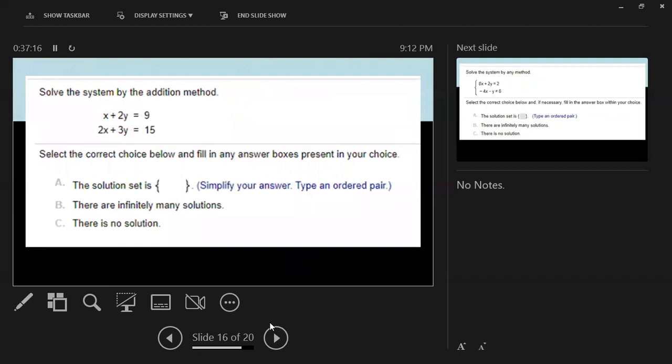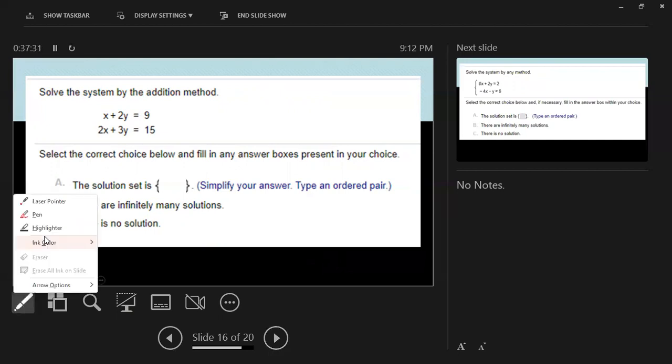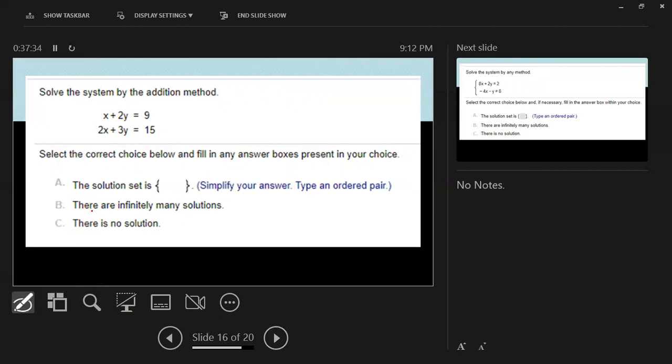All right, so for this item, I want to solve using the addition method. But I noticed that if I add the two equations together, I would not eliminate one of the variables. So that tells me that for the first equation, I'm going to have to multiply that equation by negative 2. By multiplying by negative 2, it will allow me to eliminate my x variable. And don't forget, I need to multiply everything by negative 2. So negative 2 times x will give me a negative 2x. Negative 2 times 2y will give me a negative 4y. And negative 2 times 9 would give me a negative 18.